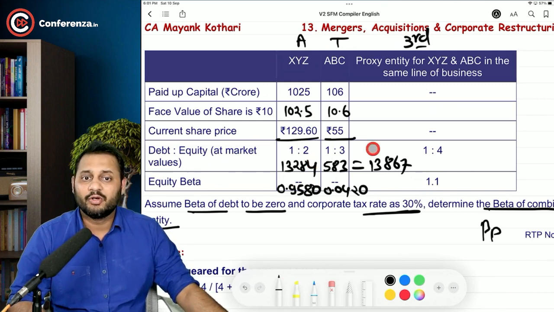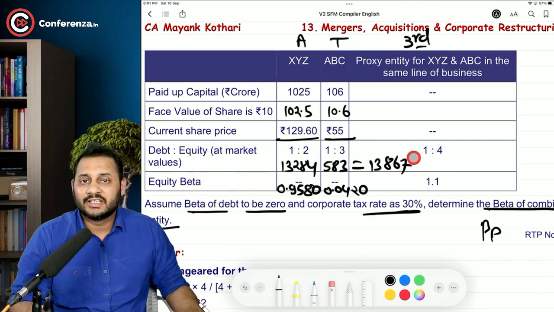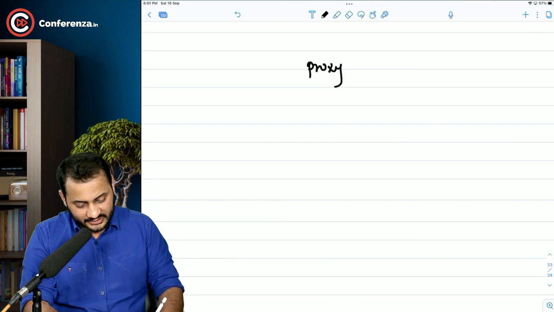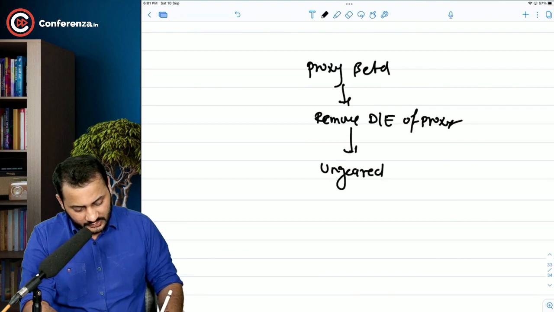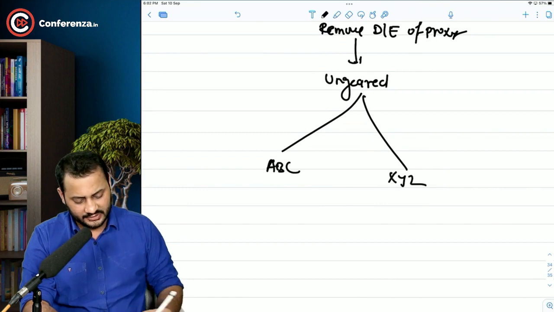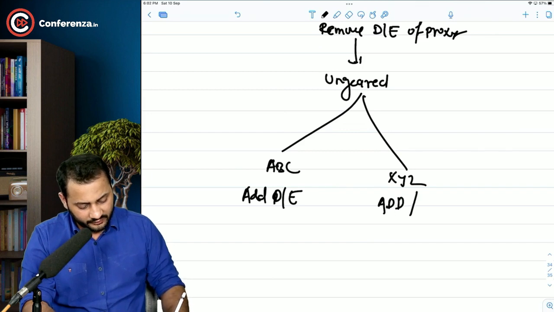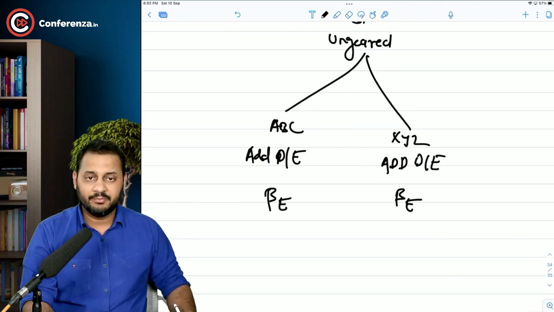No sir. Why? Because the debt equity ratio of the proxy entity does not match with XYZ and ABC. So what we have to do right now, see, we have to take the proxy beta, remove the debt equity of the proxy from that, convert that beta to ungeared, and then this ungeared beta will be used for ABC and XYZ. So we will add the debt equity ratio of ABC, we will add the debt equity ratio of XYZ, and then we will have two different betas of ABC and XYZ.